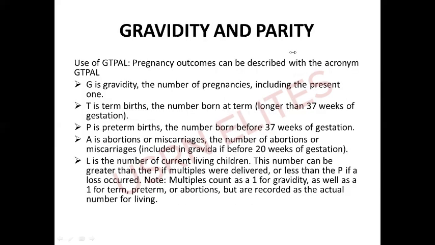And the next thing we'll talk about is how to determine the gravidity and then the parity. So we have an acronym that in a question, you could have the acronym being posed to you with some numbers attached to the acronym, and you'll be asked to explain or give an interpretation.